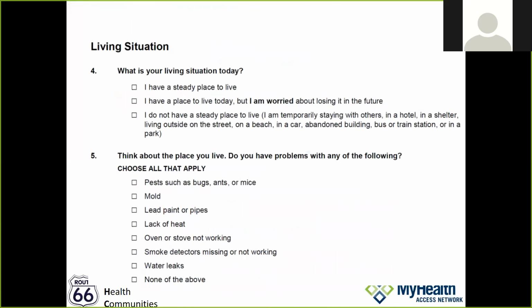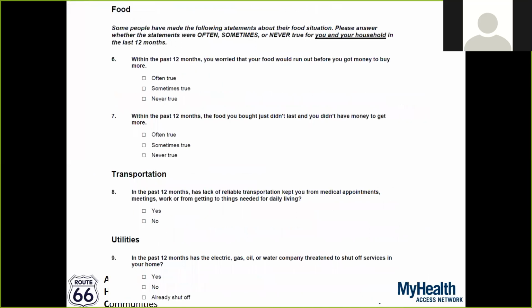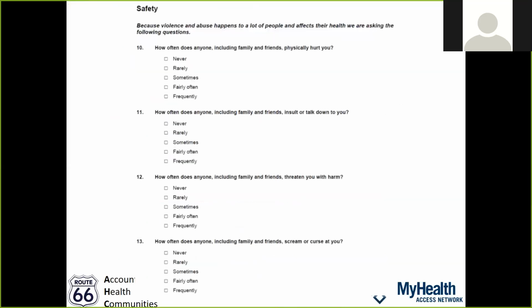Gathering information on all of the bad things about the place someone lives. Food questions. Have you had food issues in the last 12 months? Have you had food issues that are somewhat less impactful? That's question 6 and 7. But honestly, I don't know what to do with the answers to those questions. So we really have to have an algorithm for that. Transportation, utilities, safety questions, and there are several of those.